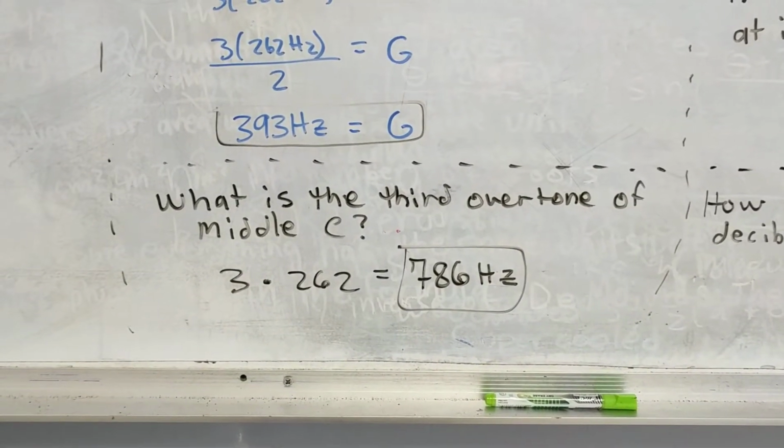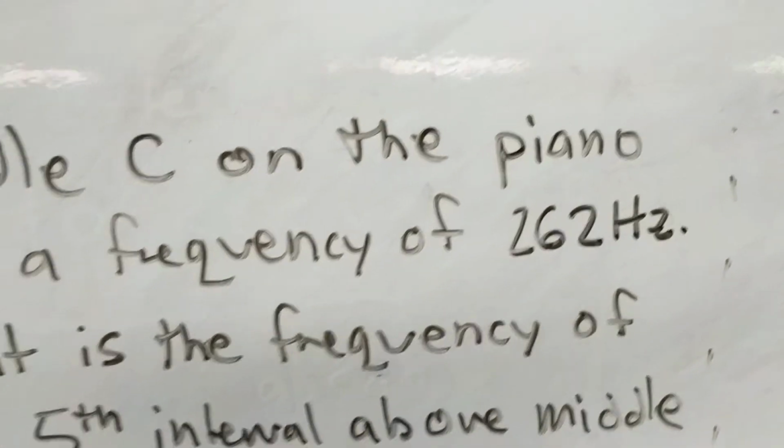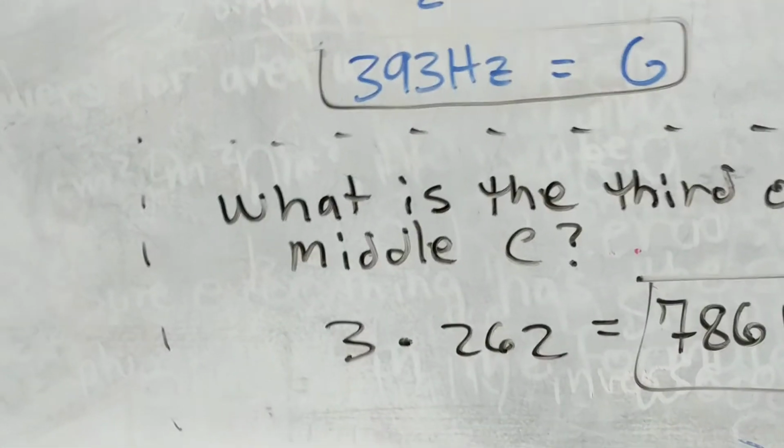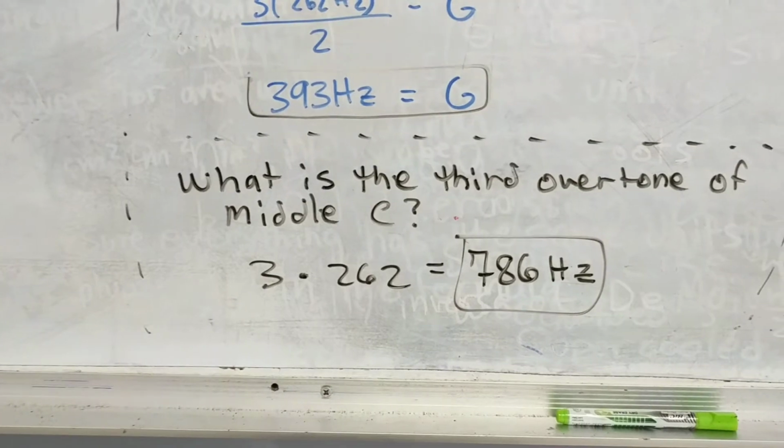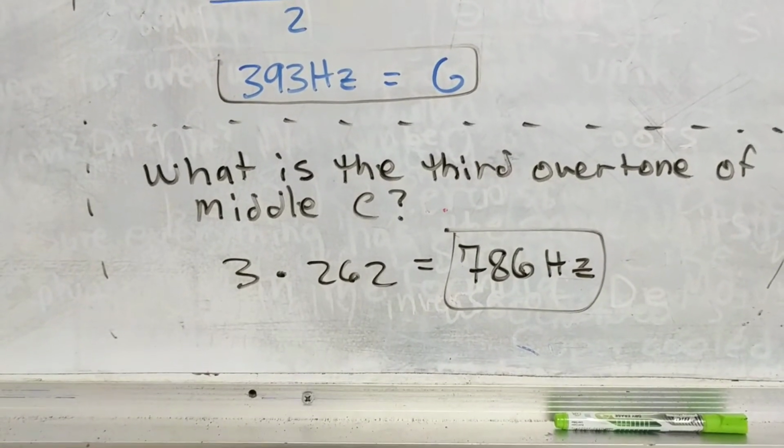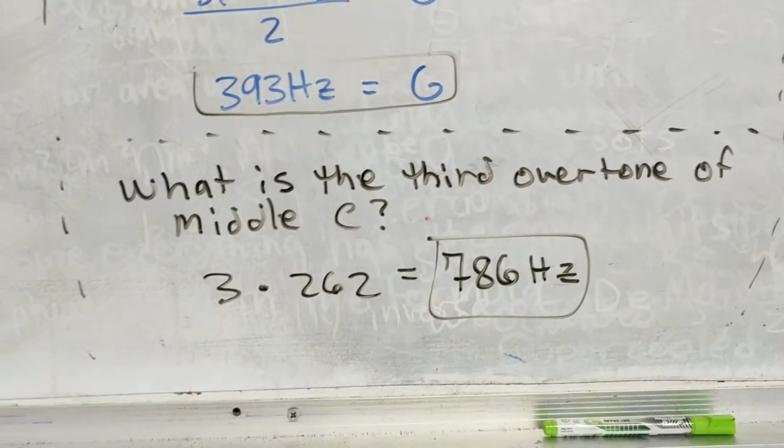The third overtone of middle C uses our ideal harmonic frequency, which is equal to the fundamental frequency times harmonic number. We're given our fundamental frequency of 262 hertz for middle C. So the third overtone, we just take 3 times 262 and get 786 hertz.